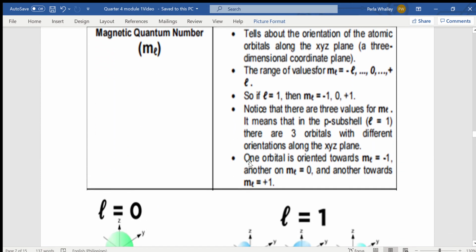Let's go to the magnetic quantum number, with the symbol of m sub l. It tells about the orientation of the atomic orbitals along the x, y, z plane. The range of values for m sub l is minus l, 0, plus l. So if l is 1, then m sub l starts with 1 and ends with 1, but on the left side is negative and on the right side is positive. So that would be minus 1, 0, plus 1.